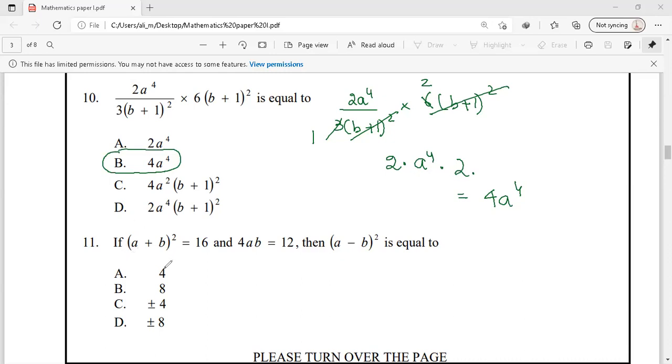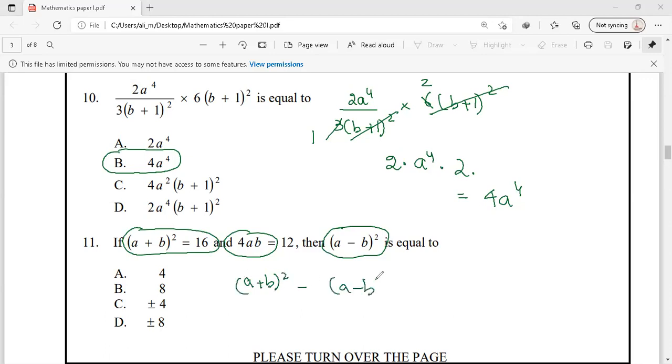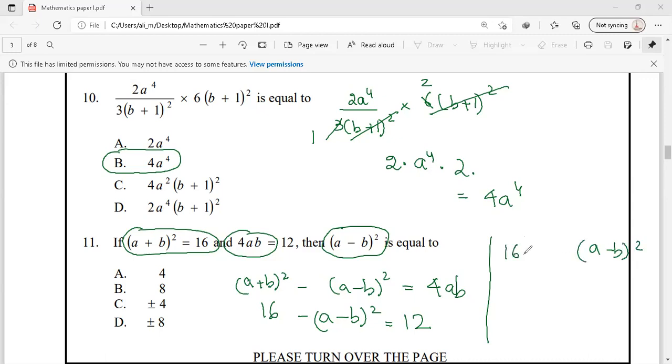Then we have question number 11, in which we have to apply the algebraic formula to find the value of this. From the given data, we have these three terms given. According to these terms, we can apply this formula: (a plus b) whole square minus (a minus b) whole square equals 4ab. (a plus b) whole square is 16, minus (a minus b) whole square, that is unknown, and 4ab is equal to 12. So for the value of (a minus b) whole square, it will be equal to 16 minus 12. So 4 is equal to (a minus b) whole square. So (a minus b) whole square is the required value in the given question. So option A will be our right answer.